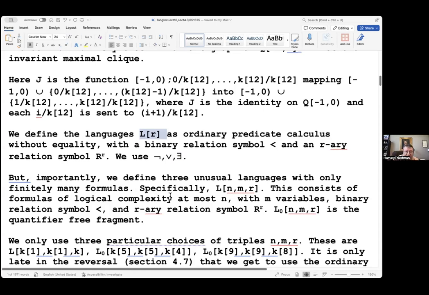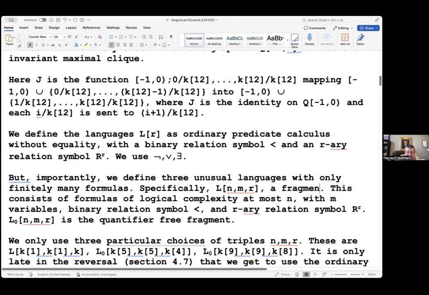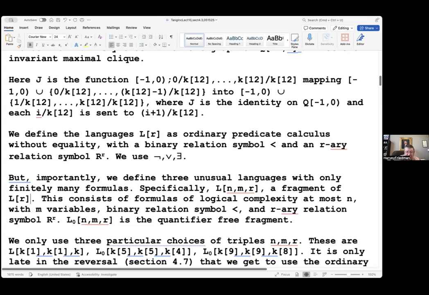So we define these language fragments L of n, m, R. This consists of formulas of logical complexity at most n, in a standard way of doing logical complexity, with only m variables, v1 through vm actually for specificity, and the binary relation symbol less than and the relation R. And if we put a naught down here, that means it's the quantifier-free fragment.